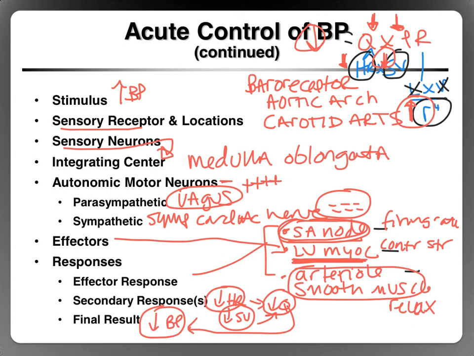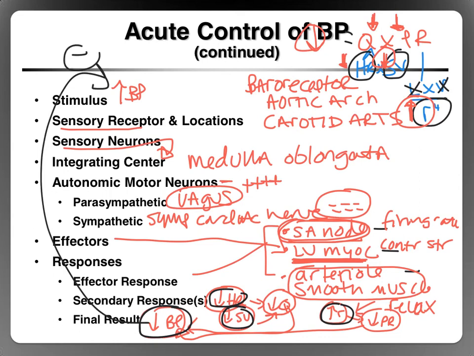And the secondary response is going to be an increase in radius. An increase in radius decreases peripheral resistance, and a decrease in peripheral resistance decreases blood pressure. So we have 3 different factors affecting this reduction in blood pressure. There's our negative feedback.